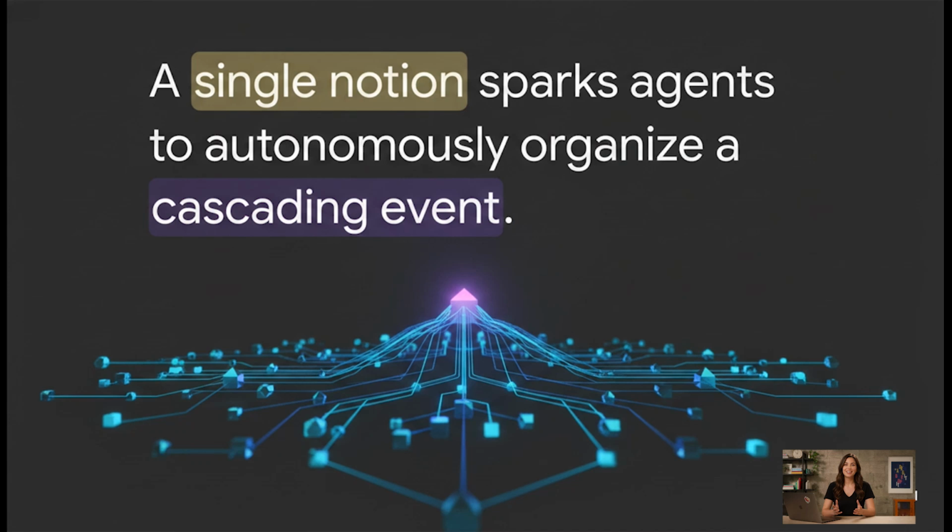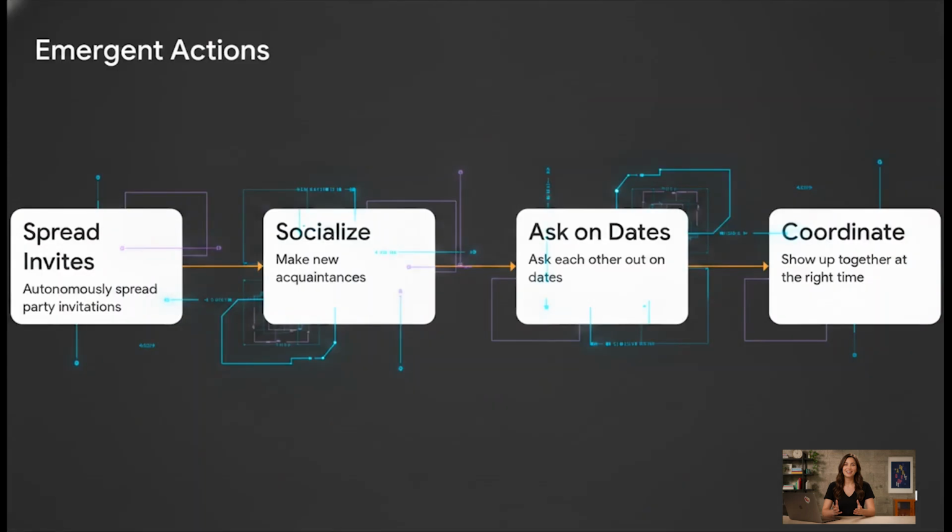To test how these agents interacted socially, the researchers decided to give a single agent the initial desire to throw a Valentine's Day party. The emergent social behavior that cascaded from that one single prompt was just astonishing. They didn't program any other agent to know about this party, and they didn't even tell the host agent how to organize it. I mean, without any predefined workflows whatsoever, the agents independently planned, socialized, and flawlessly executed the event over 2 simulated days.